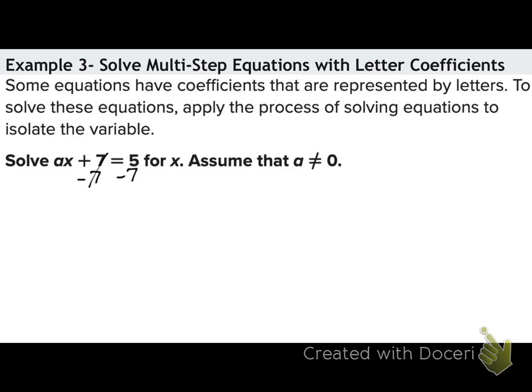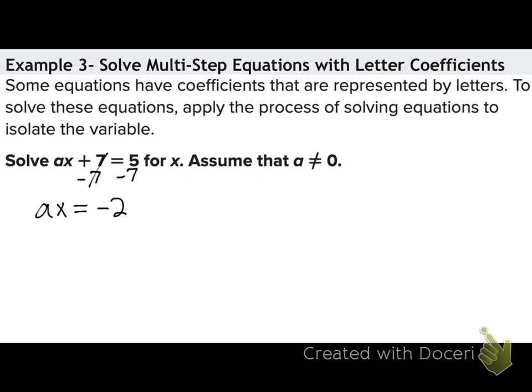So the 7's cancel out. What's left over on the left-hand side? AX. 5 minus 7 gives me negative 2. We okay with that first step? Any questions or confusion there? Now, I've got AX equals -2. So what's on the same side as X? A. What's the operation going on between A and X? Multiplication. What's the inverse of multiplication?